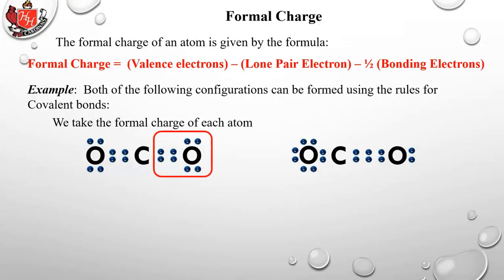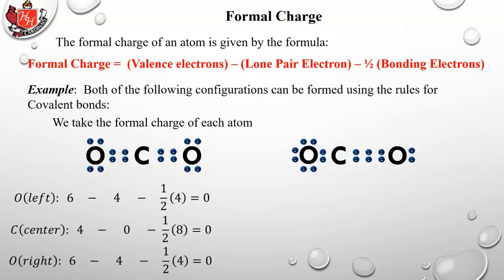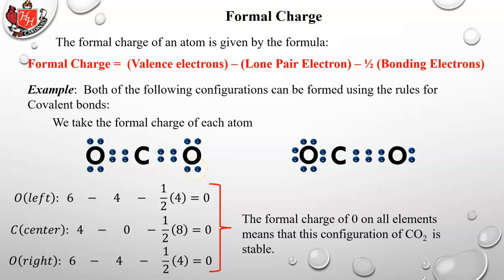Now if we take the other oxygen, it's the same as the first one. 6 valence electrons for oxygen in its natural atomic state, minus 4 that are lone pair electrons in this bond, minus half of the 4 bonding electrons, and that gives you 0. Okay, so if you look at those 3 in total, everyone has 0 for a formal charge. That is a very stable configuration. In fact, that's as stable as it can be. So the formal charge of 0 on all elements means that this configuration of CO2 is stable.